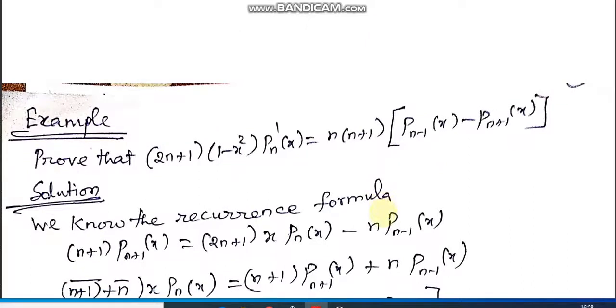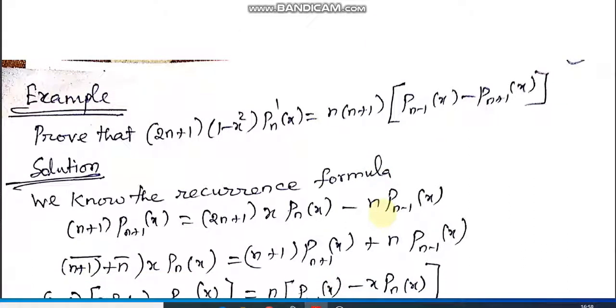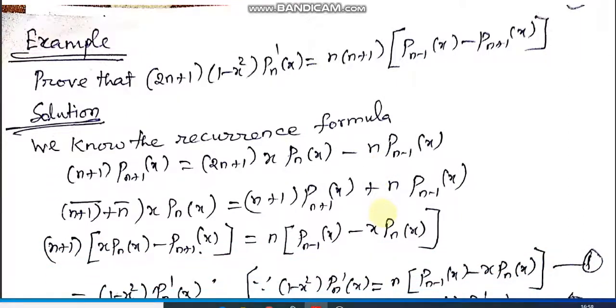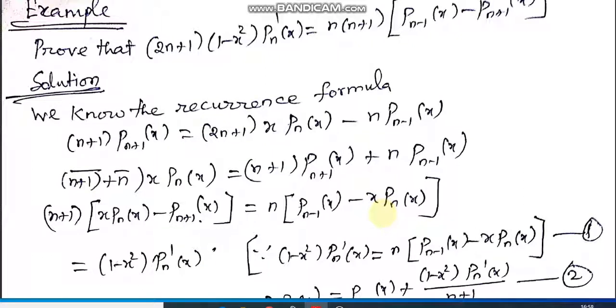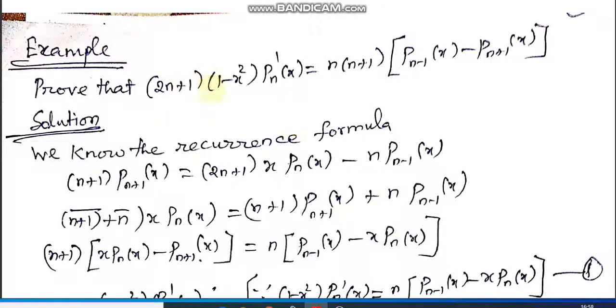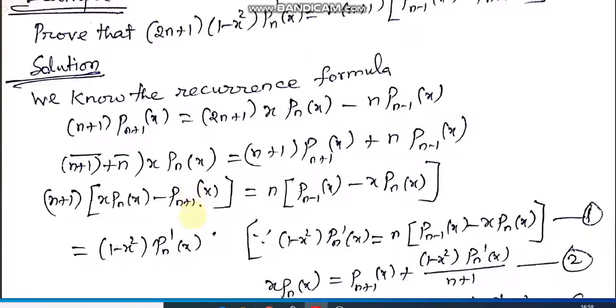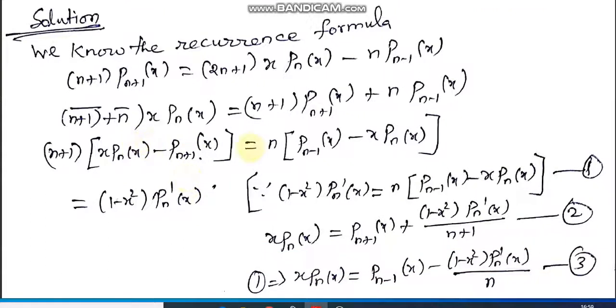And one more recurrence formula we have. The next one we need to prove is 2n plus 1 into 1 minus x square Pn dash of x equals n into n plus 1 of Pn minus 1 of x minus Pn plus 1 of x. So again we take the first recurrence formula. In the first recurrence formula we derive this, Pn of x minus Pn plus 1 of x. Here taking n as common, we get n into Pn minus 1 of x minus x into Pn of x.